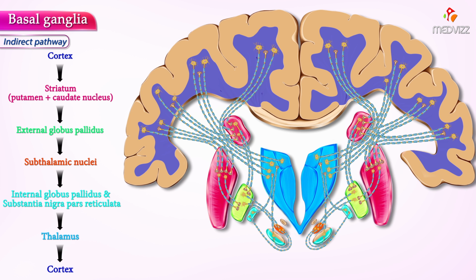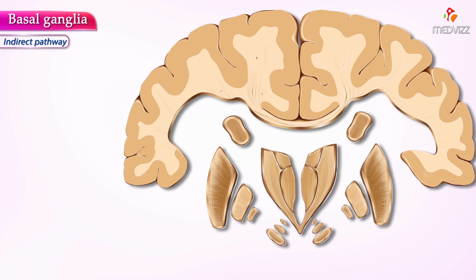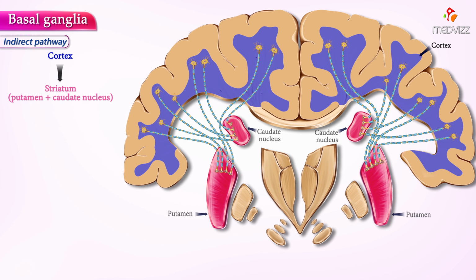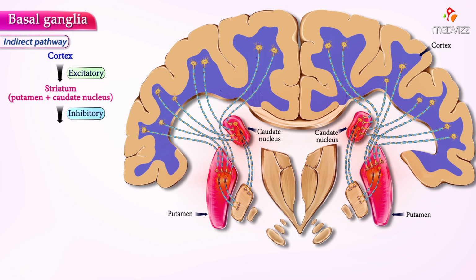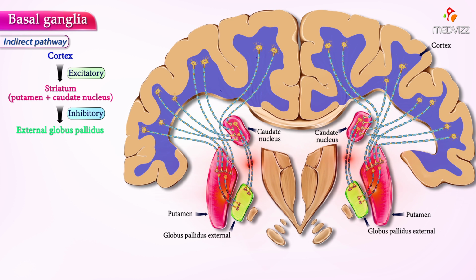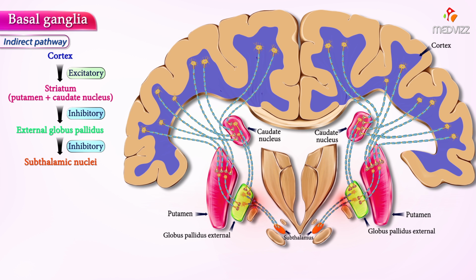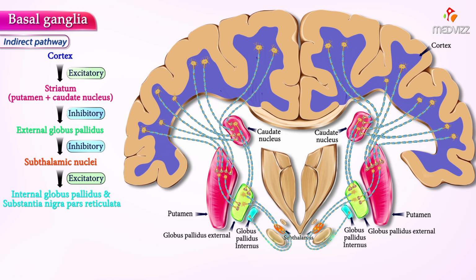Now let's get into the details of the indirect pathway step by step. The indirect pathway starts from the cortex to the striatum. This pathway from the cortex to the striatum is excitatory. It activates the inhibitory neurons within the striatum. The inhibitory neurons from the striatum synapse with the external segment of the globus pallidus. The neurons of the external segment of the globus pallidus send inhibitory fibers to the subthalamus. Additionally, the subthalamus sends excitatory projections back to the globus pallidus internus and the substantia nigra pars reticulata.